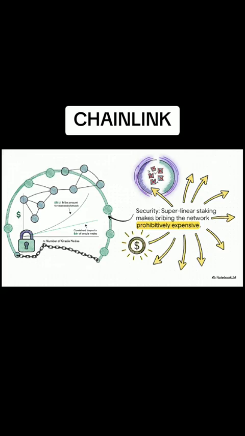And finally, let's talk security. The white paper introduces this really powerful idea called super linear staking. Now, it sounds super complicated, but the core concept is actually pretty simple. All it means is that as the network gets bigger, the cost to attack it goes up exponentially. So if you double the number of nodes, it doesn't just get twice as hard to corrupt the network. It might get 10 or even 100 times harder. The cost to attack just skyrockets, making it practically impossible to bribe.